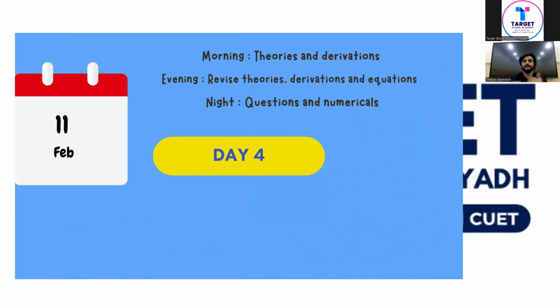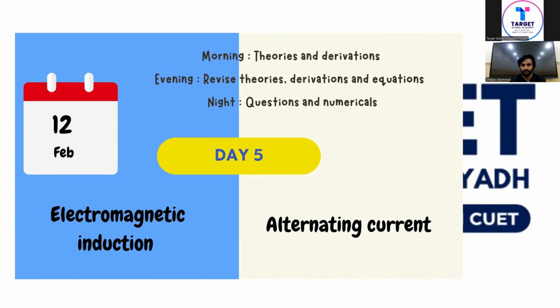Understood? Then on the next day, day 5, we have theories. In electromagnetism, I'm choosing electromagnetic induction and alternating current. These two chapters are mainly important for the numericals.